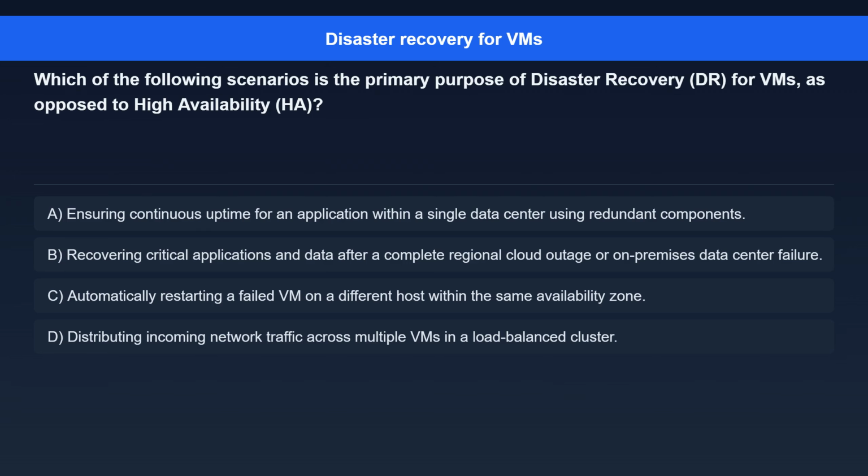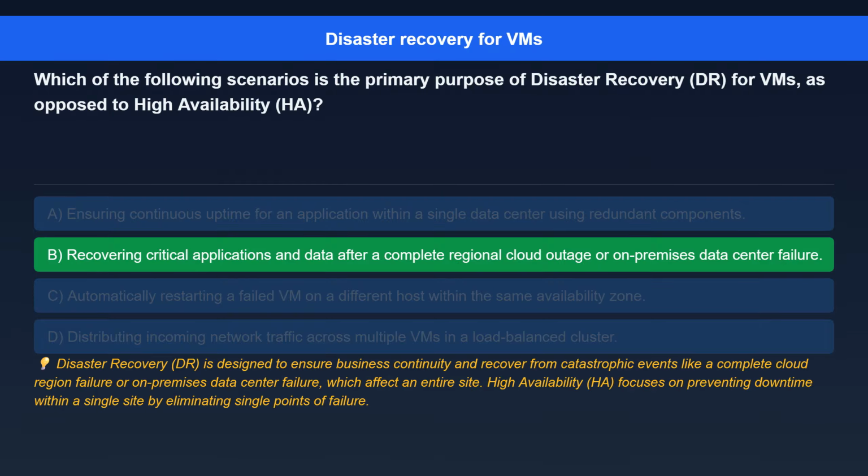Question 8. Which of the following scenarios is the primary purpose of disaster recovery, DR, for VMs, as opposed to high availability, HA? Option A. Ensuring continuous uptime for an application within a single data center using redundant components. Option B. Recovering critical applications and data after a complete regional cloud outage or on-premises data center failure. Option C. Automatically restarting a failed VM on a different host within the same availability zone. Option D. Distributing incoming network traffic across multiple VMs in a load-balanced cluster.